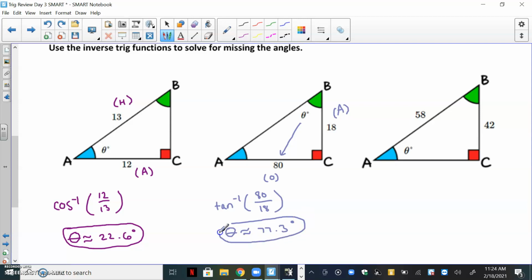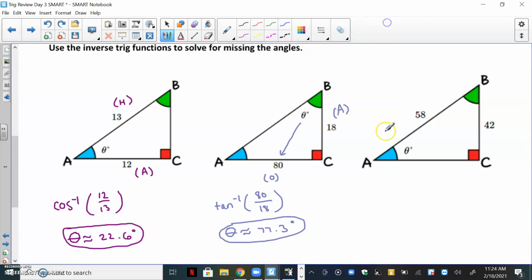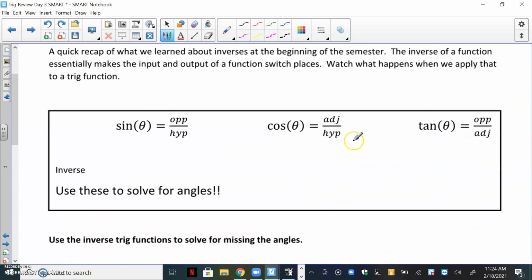All right. And one more example. So this time theta is back over here, and let's go ahead and label. So 42 is the farthest away, so it's going to be the opposite. 58 is the longest, that's going to be hypotenuse. So we scroll up. Who uses opposite and hypotenuse?